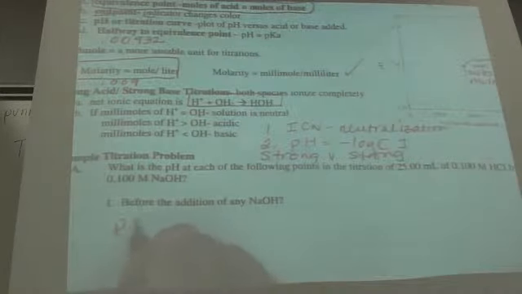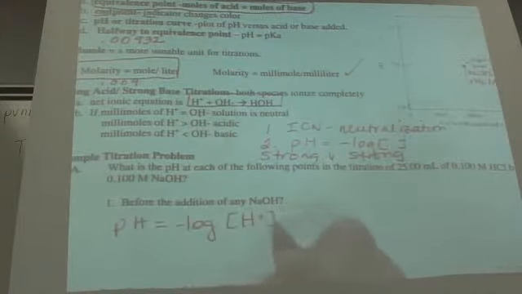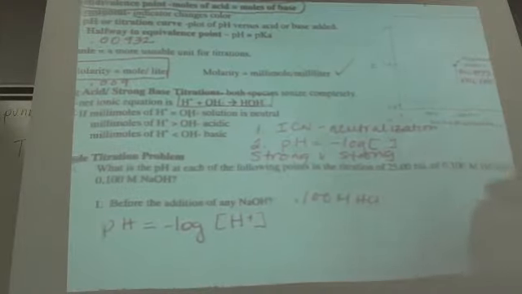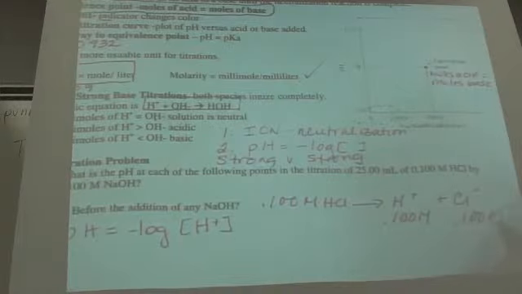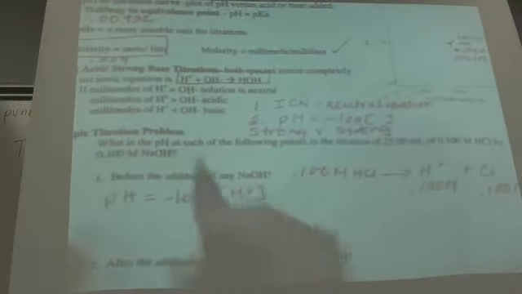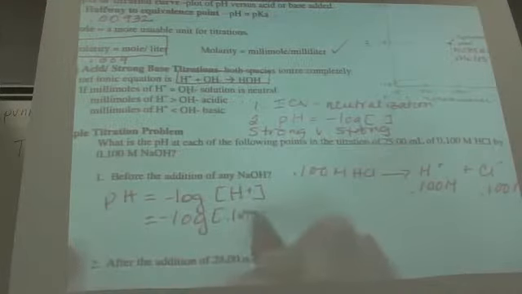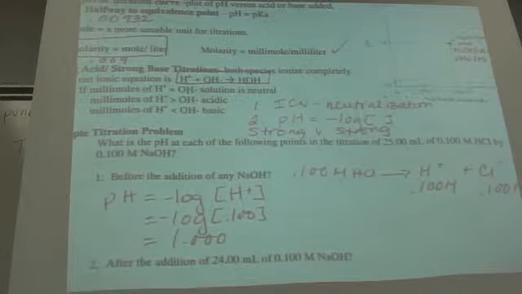pH is equal to the negative log of the hydrogen ion concentration. You have 0.1 molar HCl. If you have 0.1 molar HCl, what you actually have is 0.1 molar hydrogen ions and 0.1 molar chloride ions. The hydrogen ions are the only ones that affect the pH, so the pH is equal to the negative log of 0.1, which is 1. All right, that was easy.